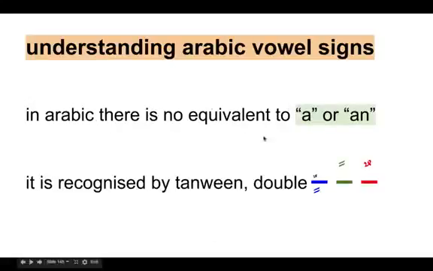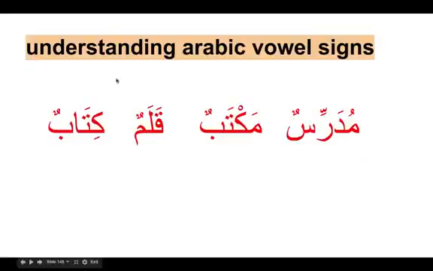However, in Arabic there is no equivalent to a or an. So for example, if you want to say book, we say kitabun. If you want to say a book, it is still kitabun. So a sign of double Dhamma or double Fatha or double Kasra is a sign of indefinite. Let's see an example. Mudarrisun, with double dhamma, is indefinite. Maktabun, a desk. Mudarrisun, a teacher. Qalamun, a pen. Kitabun, a book.